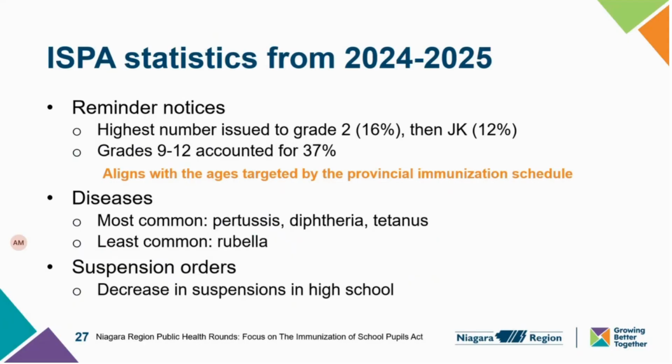In terms of year-to-year trends, over the past several years, public health has found an increase in the number of incomplete or out-of-date records with students in Niagara. And that increasing trend just poses a threat to the community health and puts students at risk of school suspension. Leslie will expand on predictions for this year, 25-26, during her presentation.